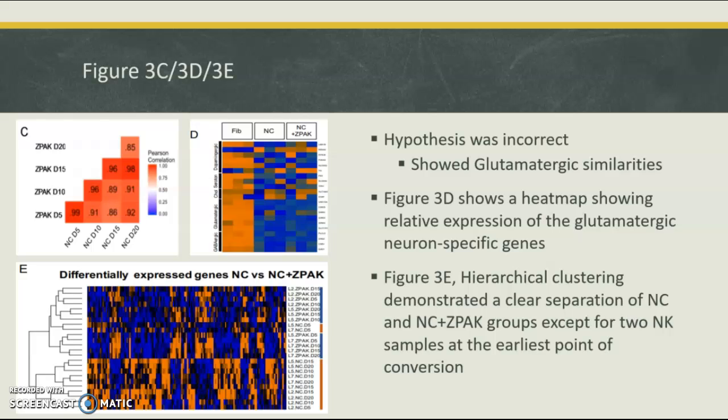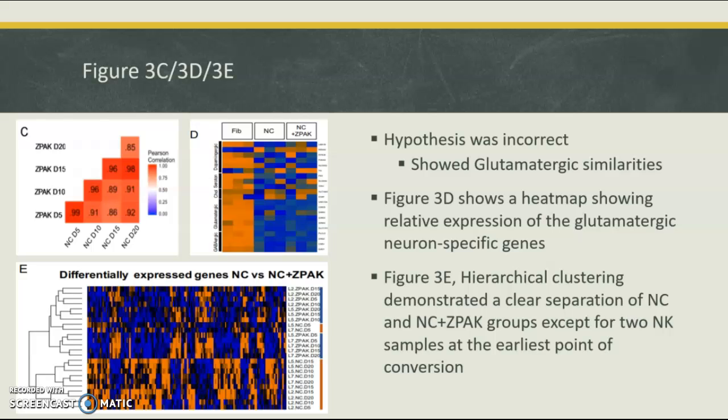This figure shows a heat map showing relative expression of the glutamatergic neuronal specific genes. Therefore, the hypothesis that there is a difference in composition of neurons at day 20 from day 5, 10, or 15 is false, due to figure 3C and 3D. It actually shows that there is a glutamatergic similarity across them.